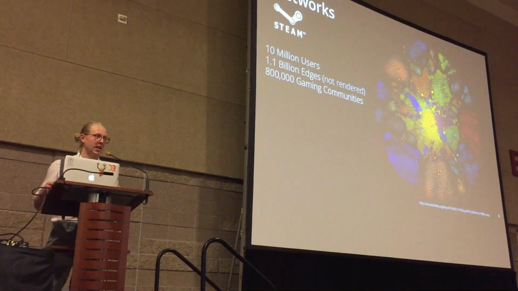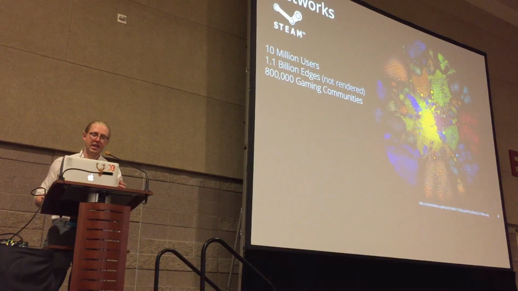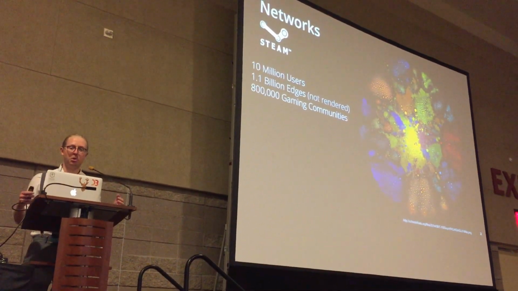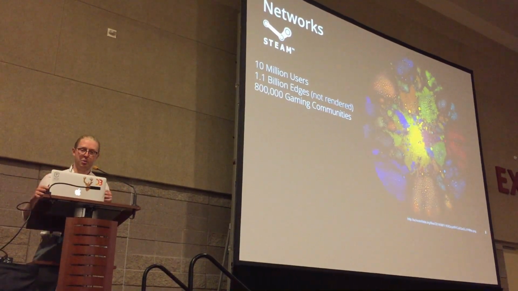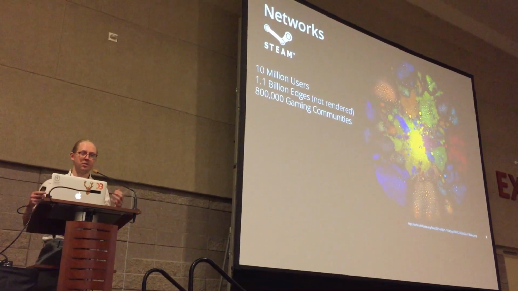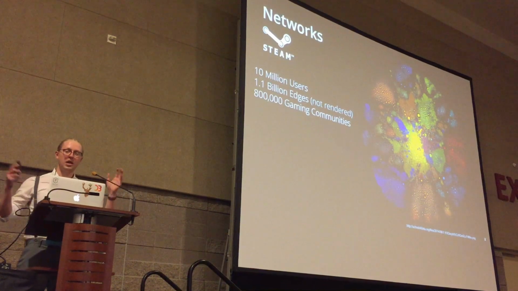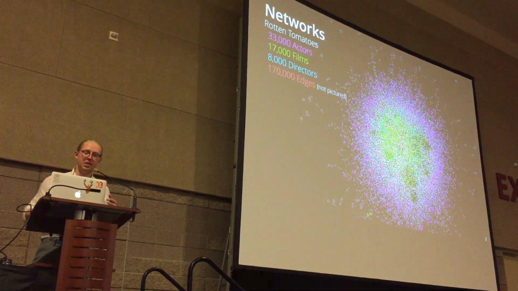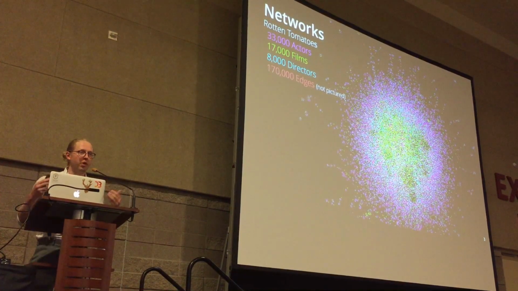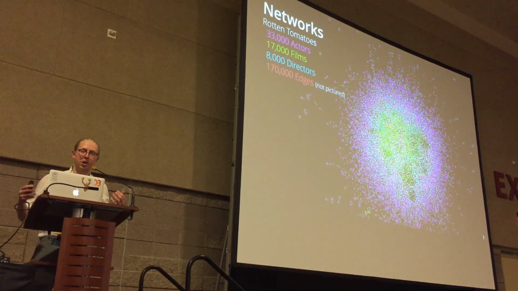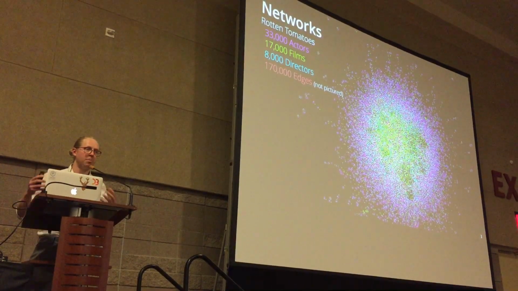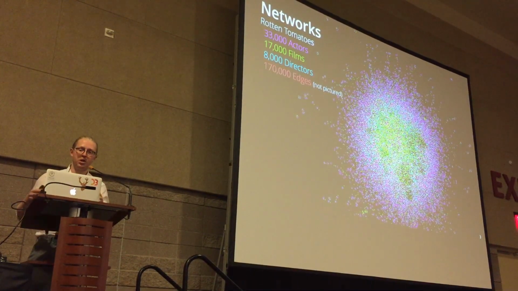One of the things that really motivated this work is the growth of so many types of networks. Here we have a 10 million user, billion edge network of just computer gaming players. There's over 800,000 gaming communities here. Perhaps a more modest example would be Rotten Tomatoes, a movie rating website network in which you have many actors, films, and directors all collaborating on different things with rich behavior.